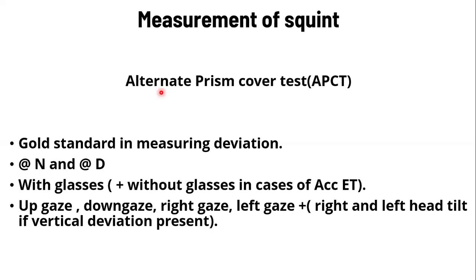At near, you need only to do the primary position measurement. At distance, you do the rest of the measurements. You got this point? So at near, only primary position is enough. At distance, you need to do primary position, up gaze, down gaze, right gaze, left gaze. And if there is any vertical deviation, then you need to do the third step of the three-step test and do the right and left head tilt measurement to know which cyclovertical muscle is affected.